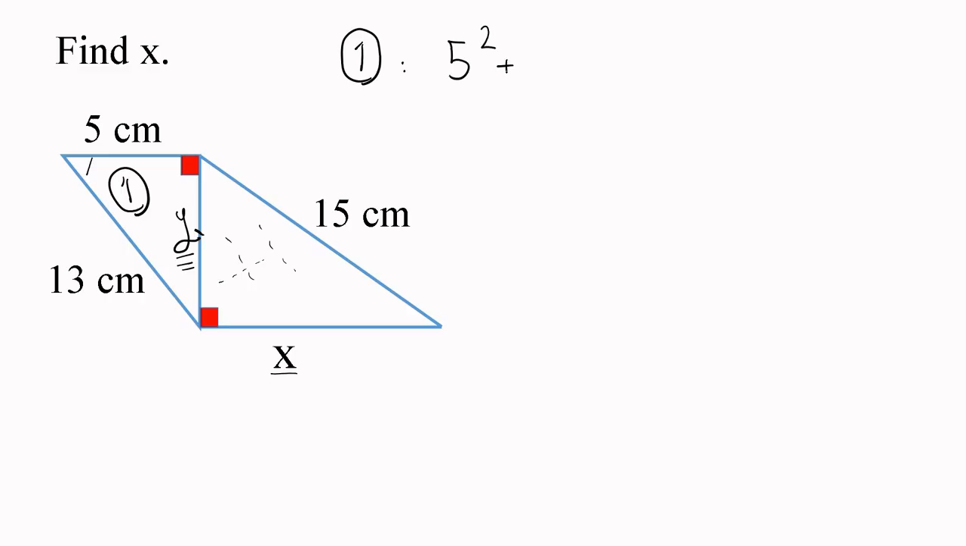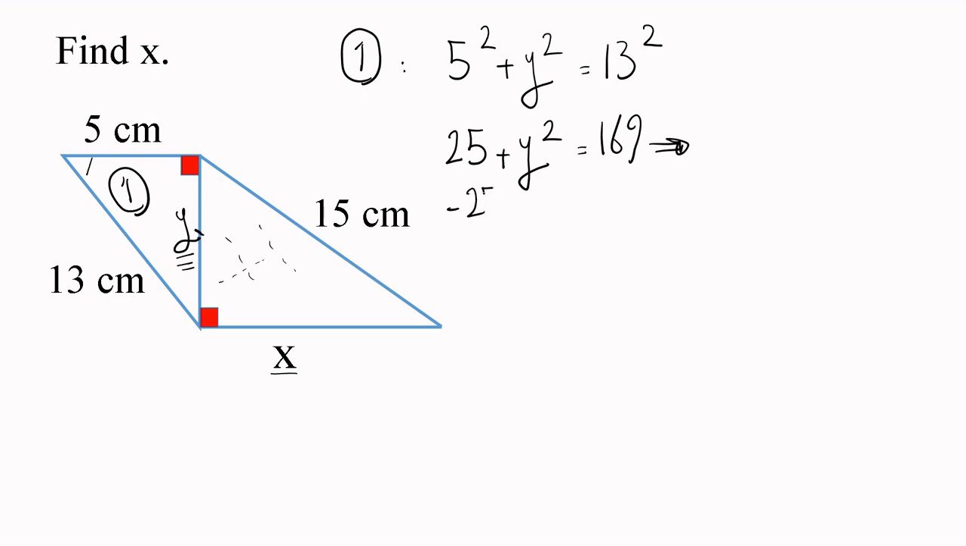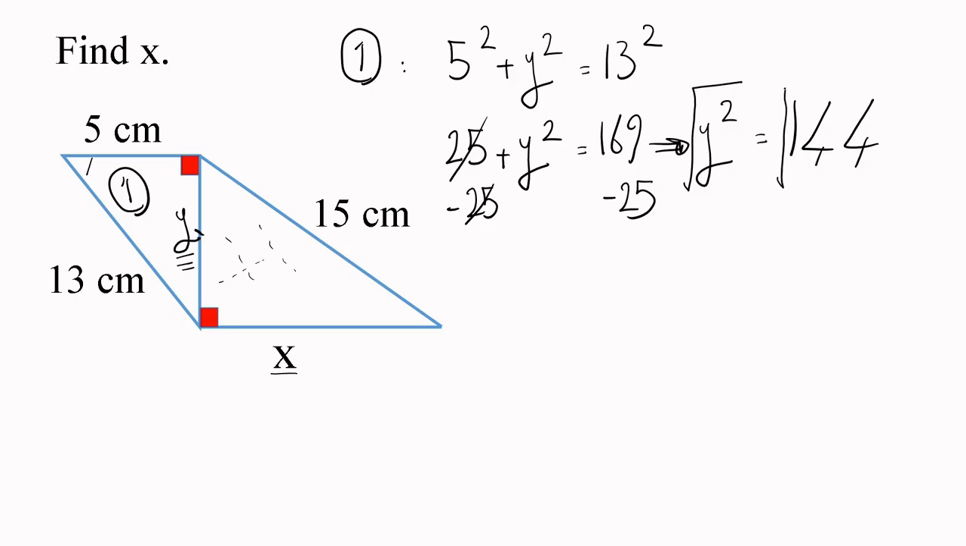5 squared plus y squared is equal to 13 squared. If I simplify that, I'm going to have 25 plus y squared is equal to 169. I'm going to subtract both sides by 25. These two are going to cancel each other out, and finally y squared would be equal to 144. I'm going to take a square root from both sides. Really easy. So what am I going to have? Y would be equal to 12 centimeters.